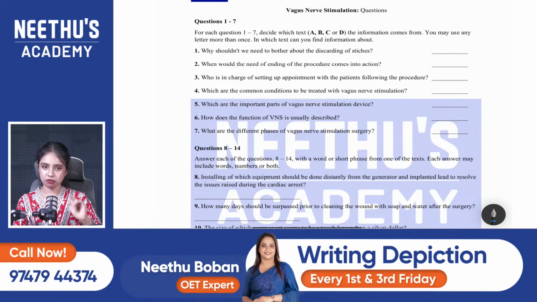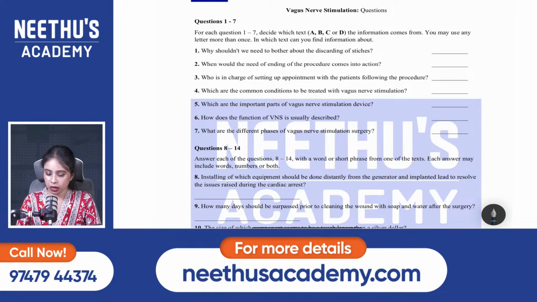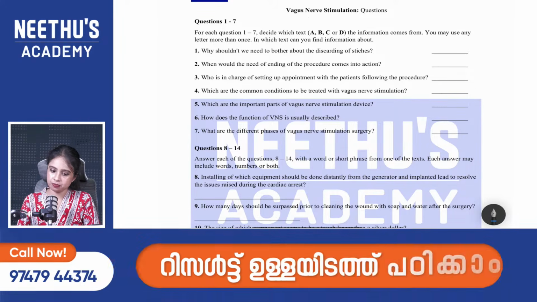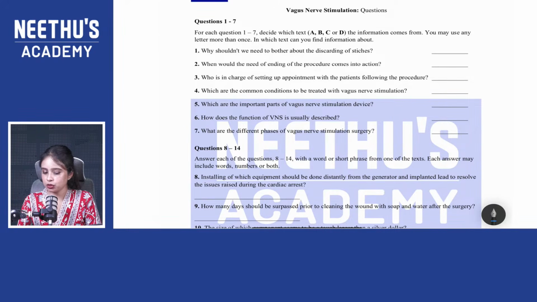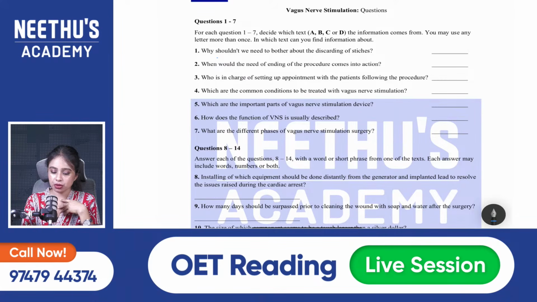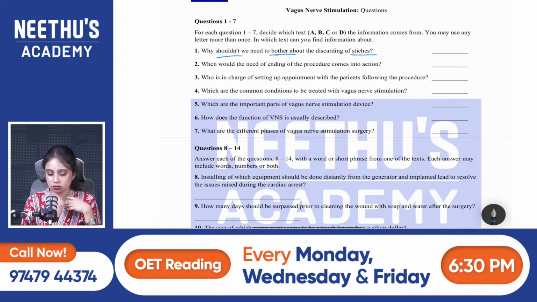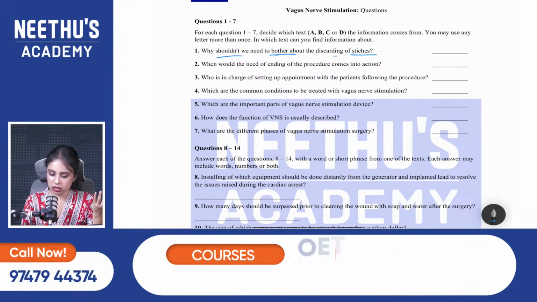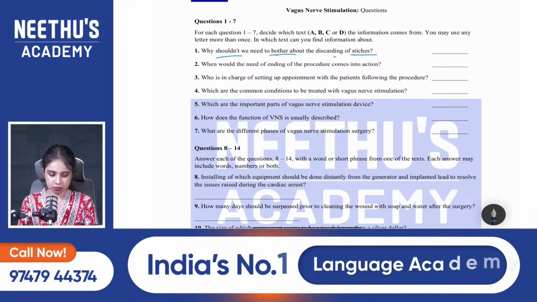So I'm going to read the first one. Why shouldn't we need to bother about the discarding of stitches? Even without reading, I know the answer. Do you guys know the answer? Shouldn't bother stitches, or you can underline shouldn't discard stitches. Let me know your answers. Very small text, so it is very easy to find out the answer.